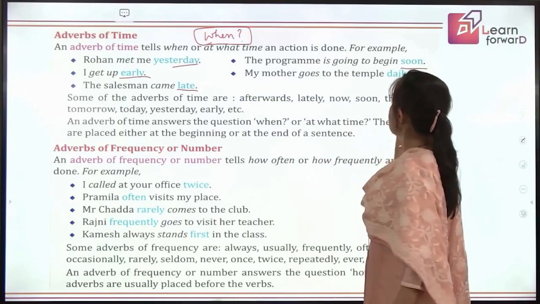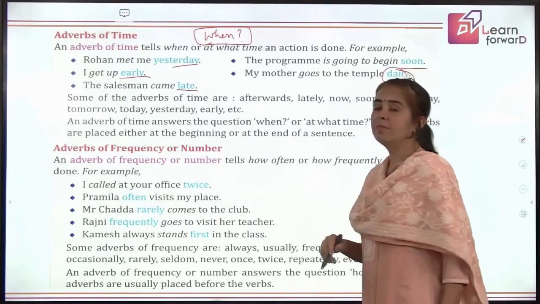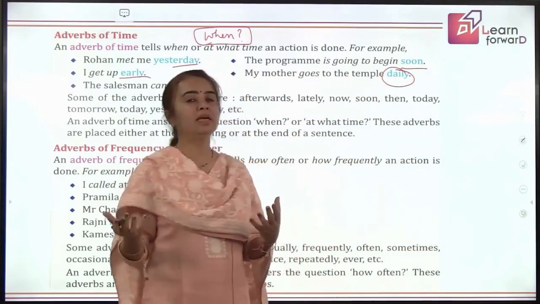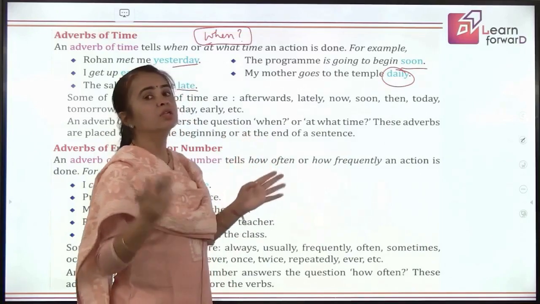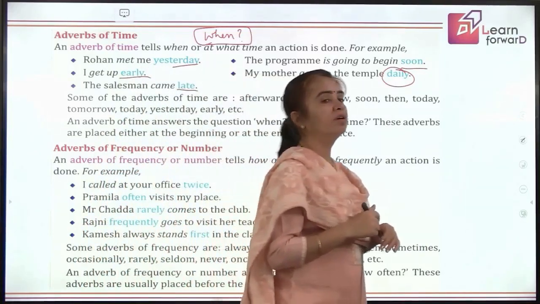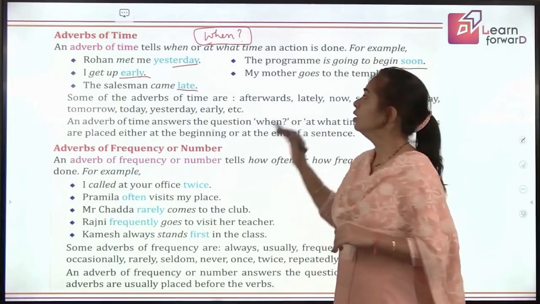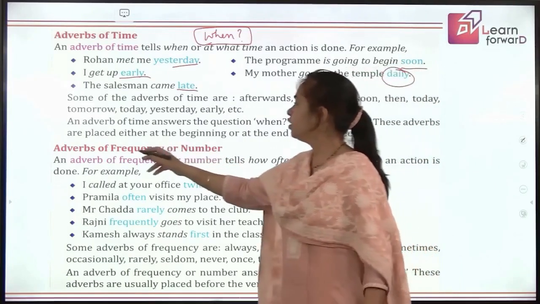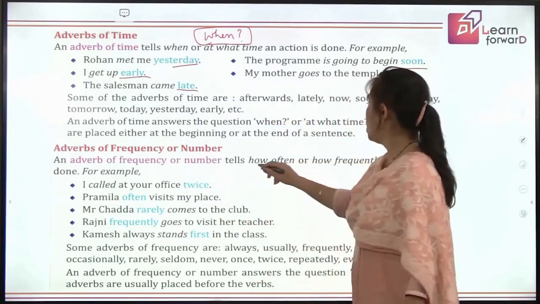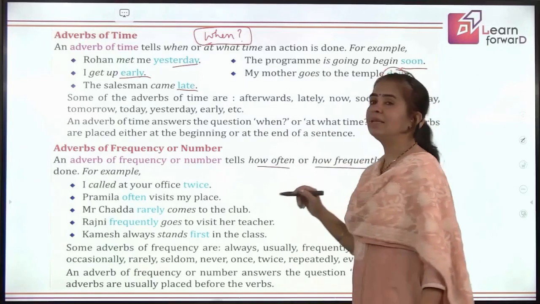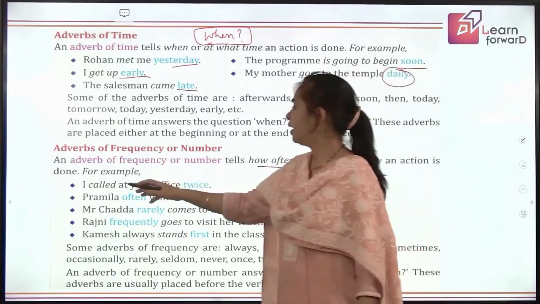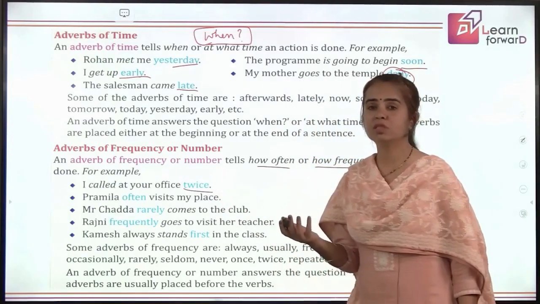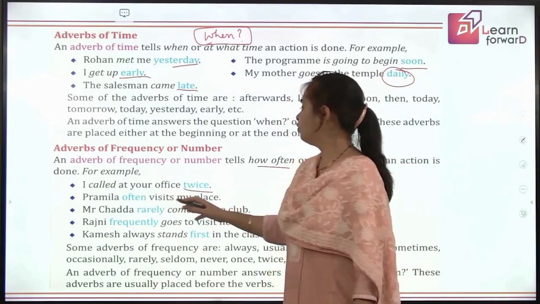My mother goes to the temple daily. Here, daily is not the adverb of time. Daily shows how frequently, how repeatedly mother goes to temple. So daily is not the adverb of time, children. Okay, this is adverb of frequency we'll be learning here. Adverbs of frequency or number, they show how often or how frequently an action happens. Like, I called at your office twice. So how many times? How many times was it repeated? Twice.